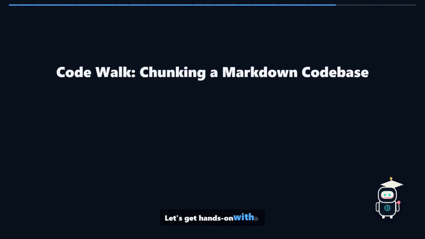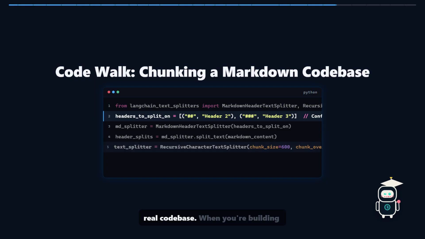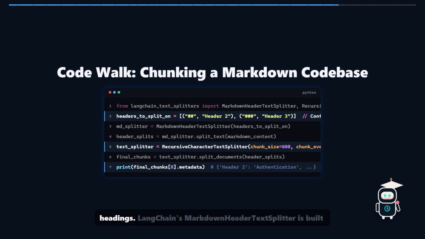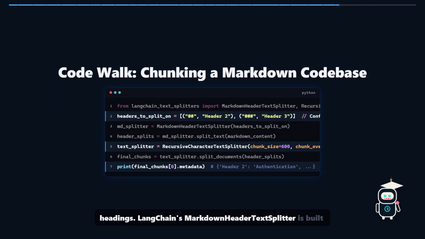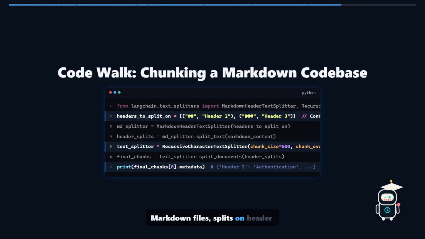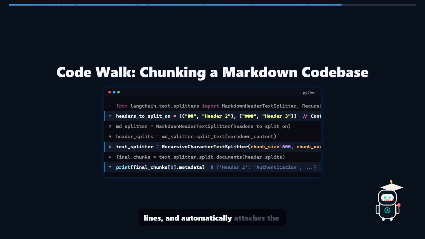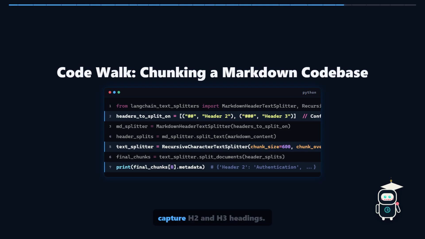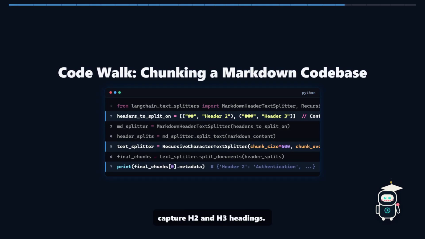Let's get hands-on with a real code base. When you're building a developer portal, your docs are in Markdown with H2 headings. LangChain's Markdown header text splitter is built for this. It reads your Markdown files, splits on header lines, and automatically attaches the header text as metadata to each chunk. Watch the highlight. Here I configure the splitter to capture H2 and H3 headings.